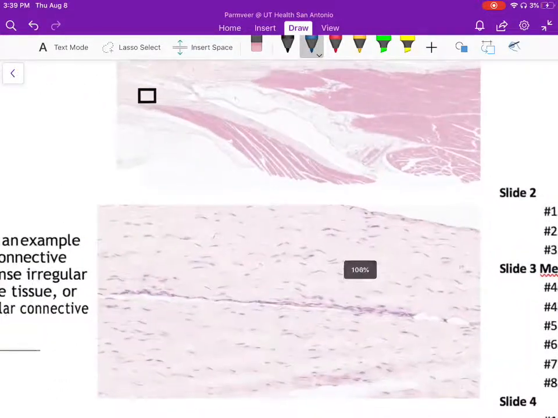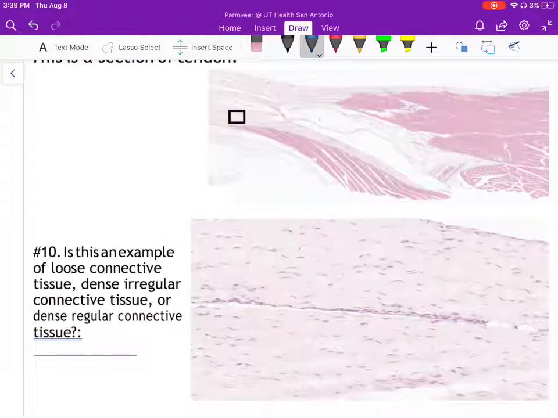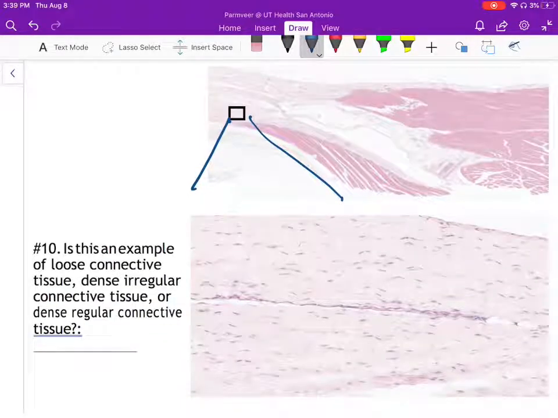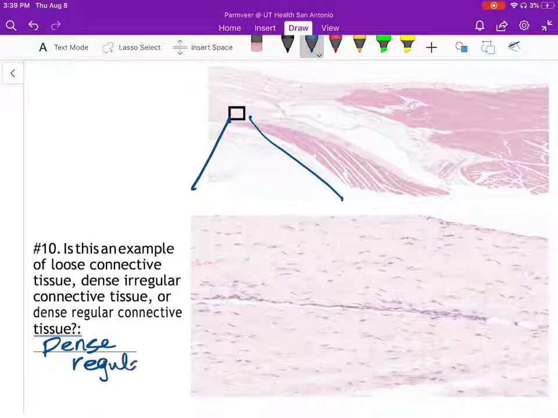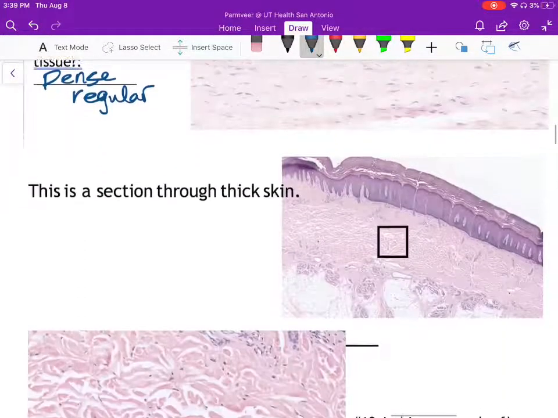Here is a section of a tendon, and they just blew this up here. And you can see, first I see pretty straight lines, pretty parallel fibers. These nuclei or these cells are pretty flat. So is this an example of loose, dense regular, or dense irregular? And this one mostly everyone would say is dense regular due to the cells and pretty nice evenness and parallelness.